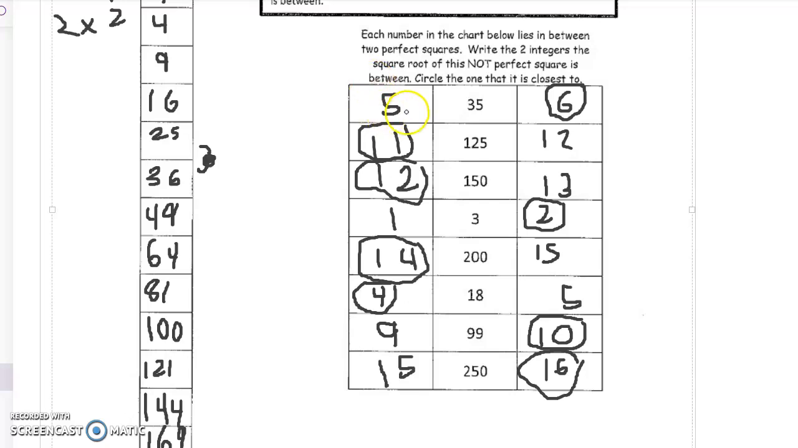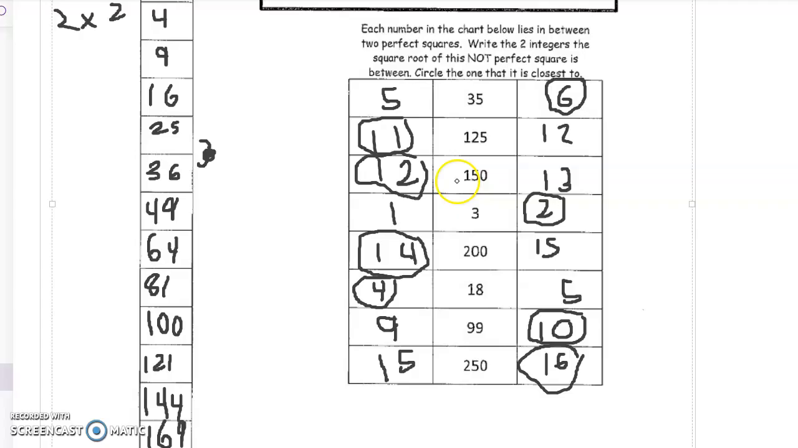So in this situation, this first one, 35: 6 is the square root of 36, sorry, and 5 is the square root of 25. So those are the two closest square roots to the non-perfect square. So 5 and 6 would have been the two closest square roots.